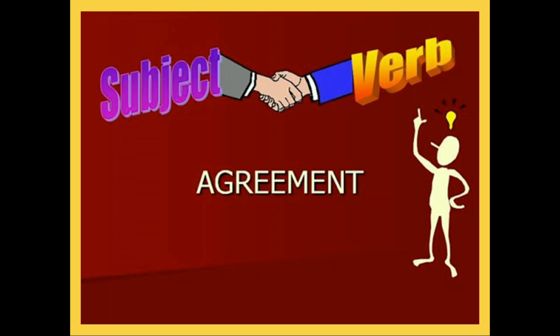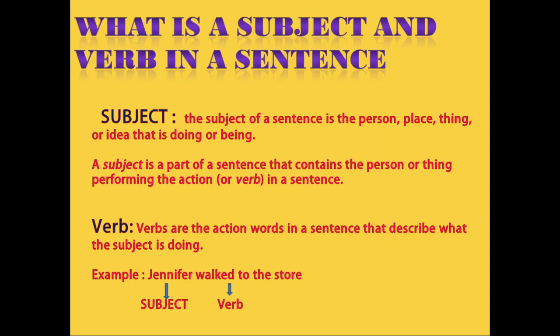Subject-verb agreement. In this video, we are going to learn subject-verb agreement. Before we start, let us understand what is the subject and verb in a sentence. Subject of a sentence is the person, place, thing or idea that is doing or being. And verb is the action words in a sentence that describes what the subject is doing. Now let us see the example here.